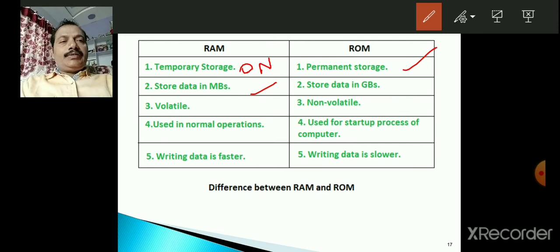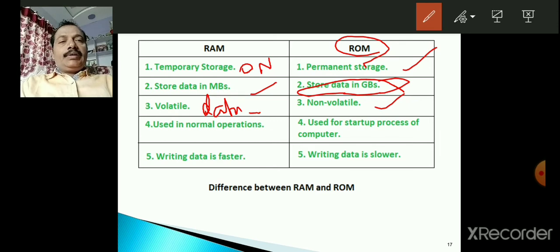Okay. So whereas the ROM stores the data in gigabytes, that means a large amount of data can be stored permanently and its capacity is more when compared to RAM. The RAM is volatile memory because data is available when it is on, and data is lost when it is off. So that is volatile. The ROM is non-volatile, in which the data is not affected by power off. So after power off also you have your data. That is the ROM.